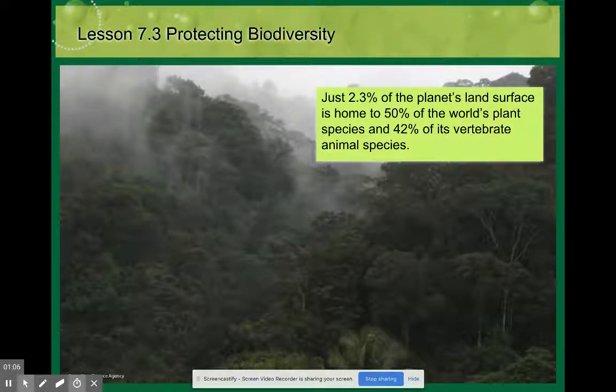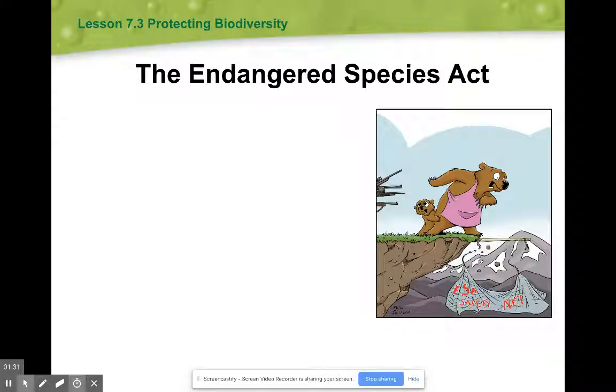So taking a look at that quote there, if you really let it sink in and think about it, half of the world's plants and almost half of the animals that have backbones live on only 2% of the land on Earth. And to give you an idea, that is not a lot at all. So that's why it's very important we protect these areas, because there's not many areas on Earth where these organisms can or will survive. So the first thing we're going to go through is just some laws.